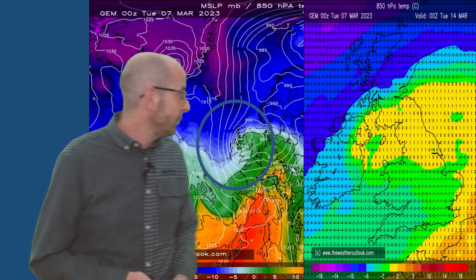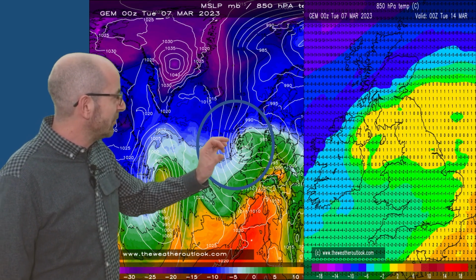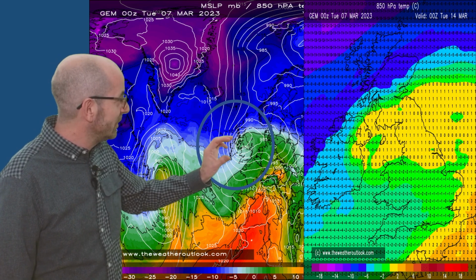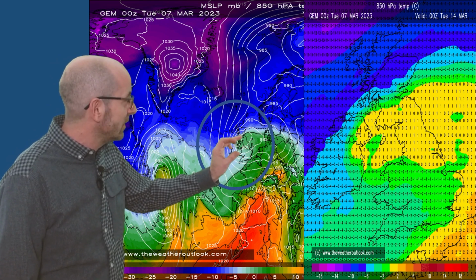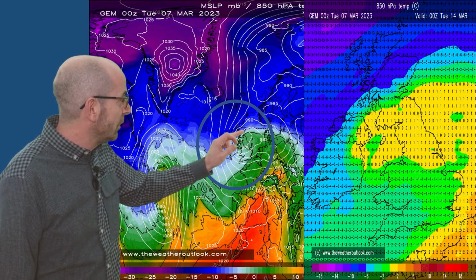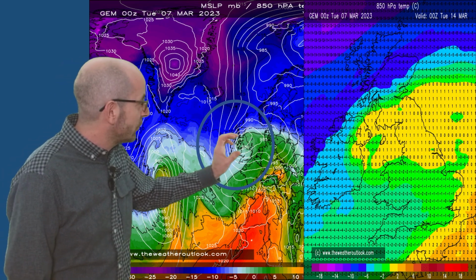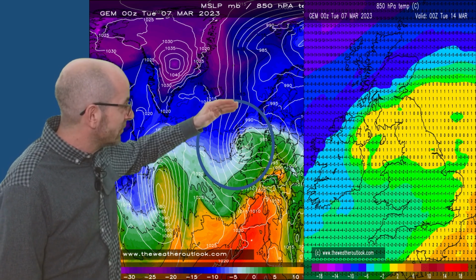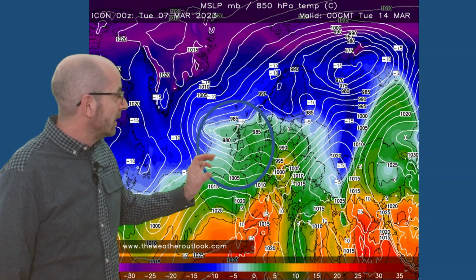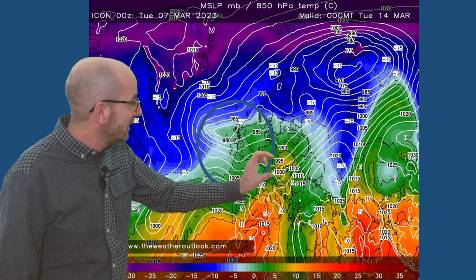The Canadian model, a little bit different, but the broad scale theme is similar. It's unsettled. There's quite a nasty area of low pressure there moving across the UK, and the possibility of cold Arctic air sweeping down again as it clears away eastwards. And the German ICON, Atlantic flow dominating things there.